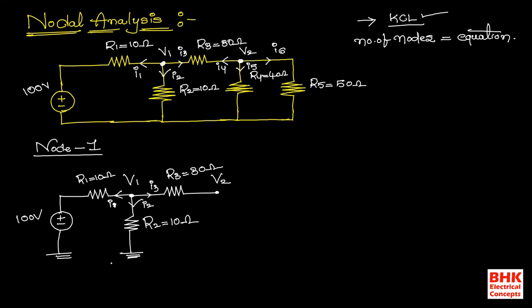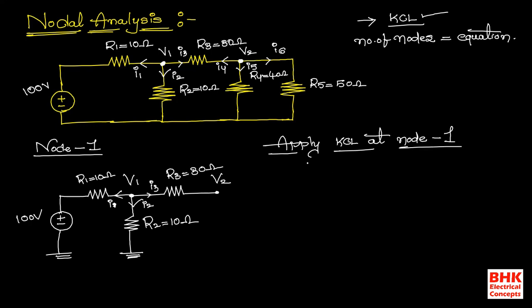Like this we have drawn. Now what we need to do is just apply Kirchhoff's current law at node 1, then you will get one expression. Okay, now see, apply KCL at node 1.